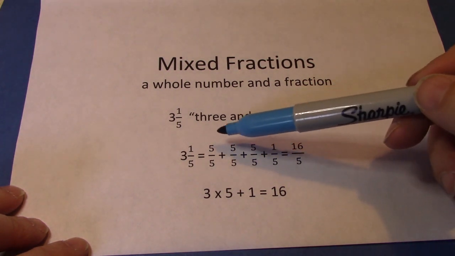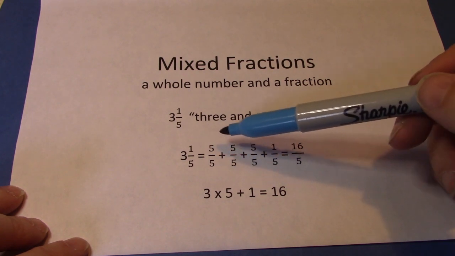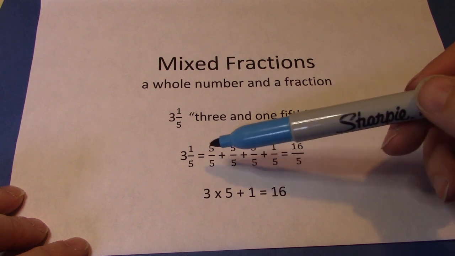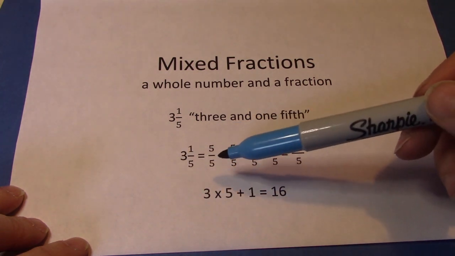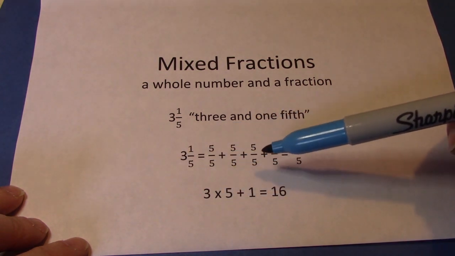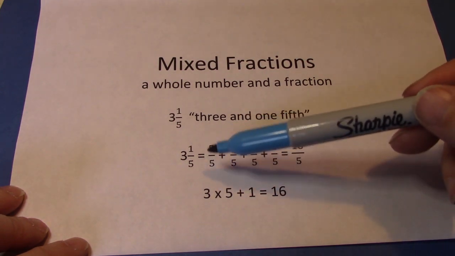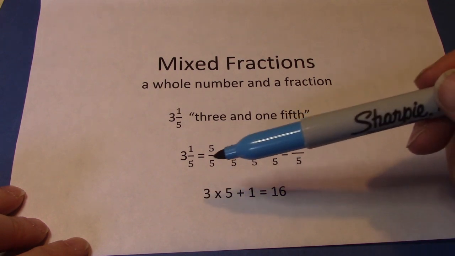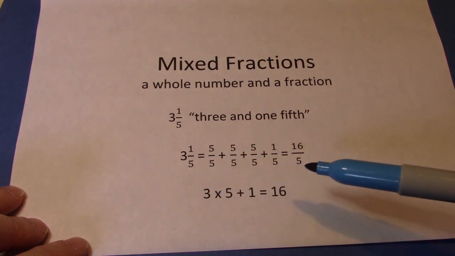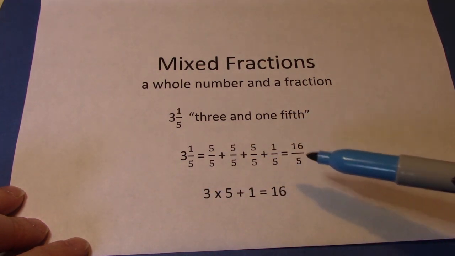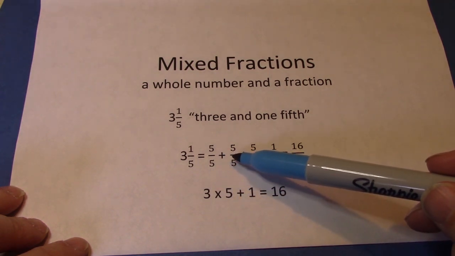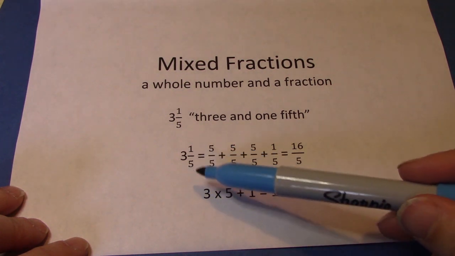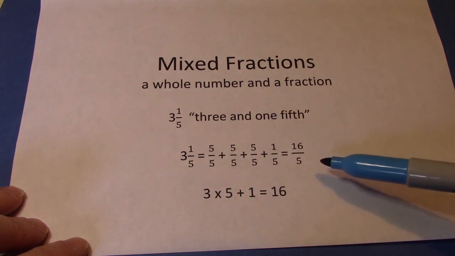Well, okay, fifths. A whole thing in a fifth is 5/5, right? 5/5 is the same as 1. So if we have 3, that means we have 5/5 plus 5/5 plus 5/5. There's our 3 whole things. And then we have 1/5. So we're adding fractions. The denominators are all the same, so we keep the denominator. We add the numerators. 5 plus 5 is 10, plus 5 is 15, plus 1 is 16. 3 and 1/5 is the same as 16/5.